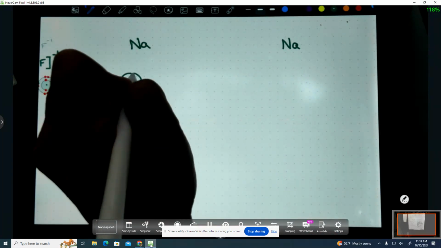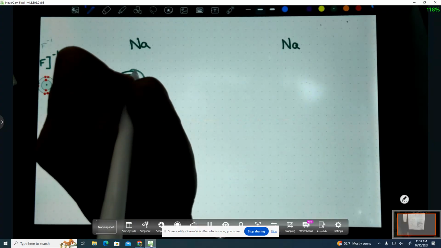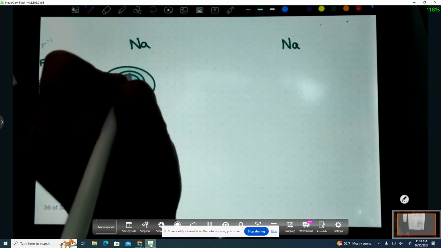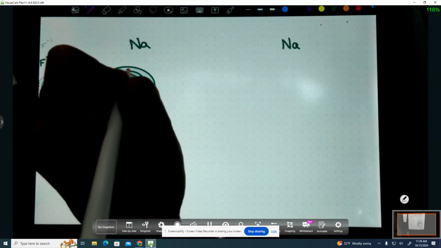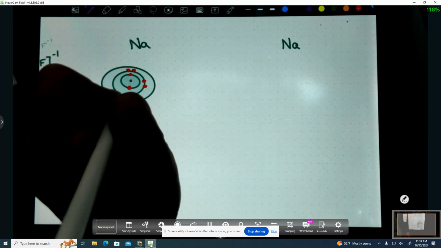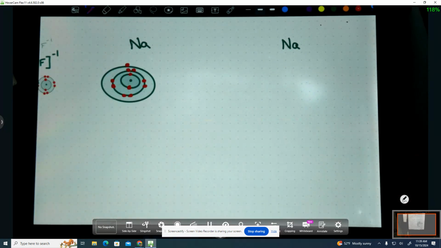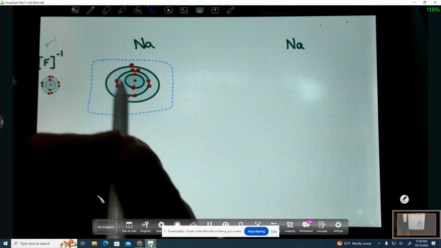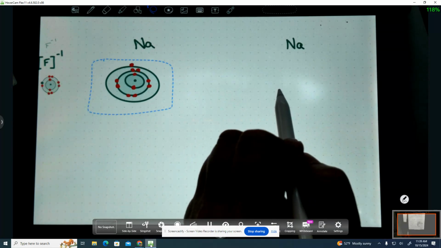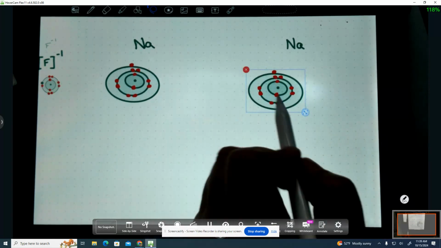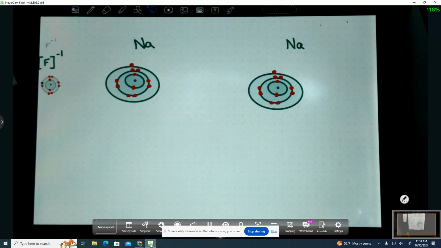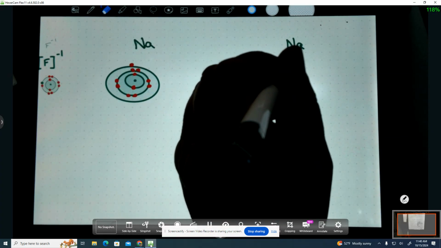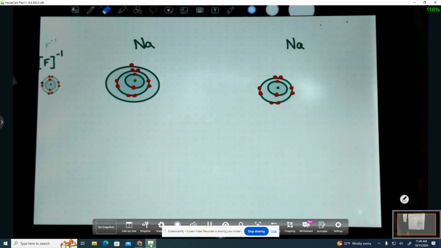You've got 1, 2, 3 rings. Those are perfectly round circles. I don't know how that happened. 1, 2, then I have 8. Does everybody know where these dots are coming from? Okay. When it becomes a sodium ion, paste. Okay, what happens to it? It loses an electron. So when it loses an electron, it's going to lose this outer ring.